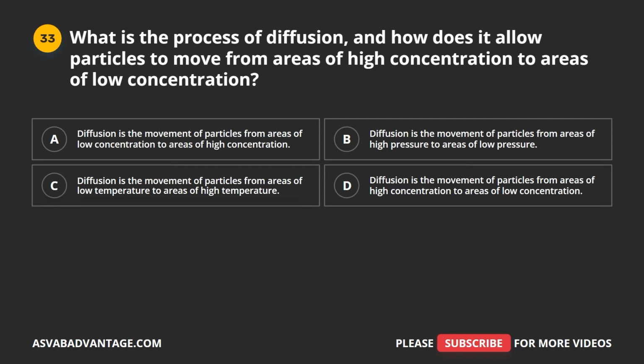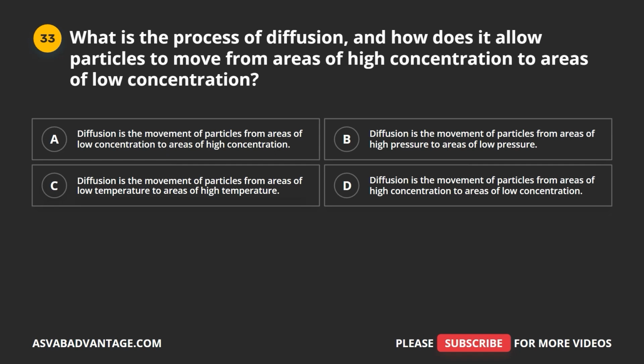Question 33. What is the process of diffusion, and how does it allow particles to move from areas of high concentration to areas of low concentration? A. Diffusion is the movement of particles from areas of low concentration to areas of high concentration. B. Diffusion is the movement of particles from areas of high pressure to areas of low pressure. C. Diffusion is the movement of particles from areas of low temperature to areas of high temperature. D. Diffusion is the movement of particles from areas of high concentration to areas of low concentration.